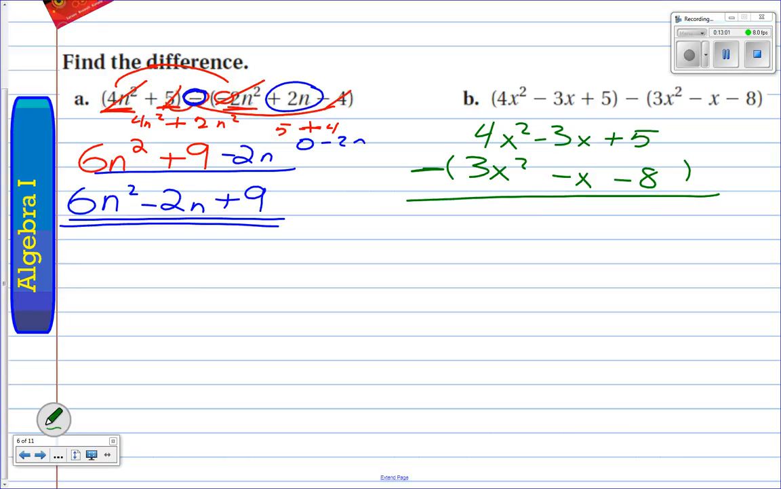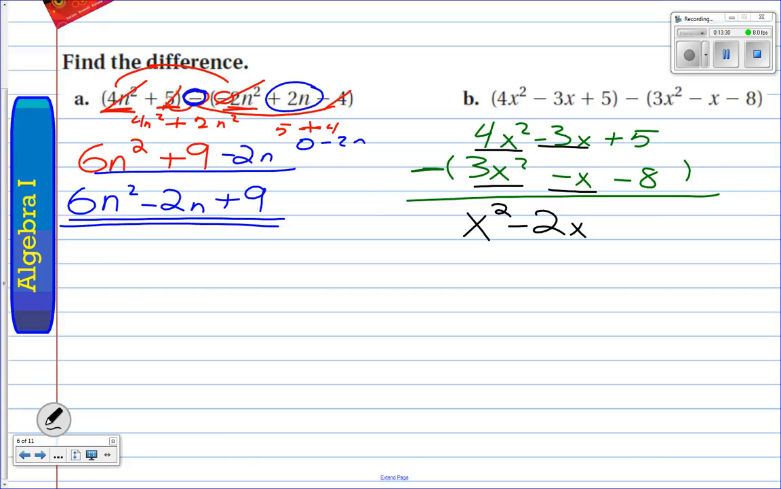We just subtract straight down. Again, be very, very careful for double negatives. Watch out for them. 4x squared minus 3x squared leaves me 1x squared. Negative 3x minus negative x. Negative 3x minus negative x means I have a double negative. I'm going to add. Negative 3x plus x would be negative 2x. We're just combining like terms.